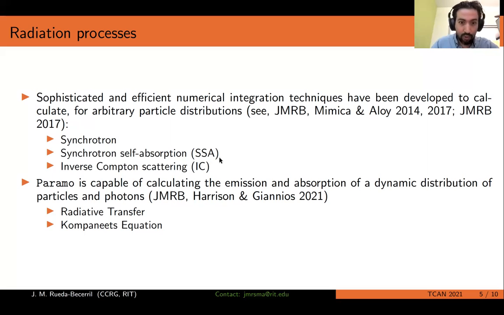But to get this dynamical spectral evolution, I implemented two ways of doing that. One through the radiative transfer equation, and the other one by using the Kompaneets equation. So this code is capable of calculating the photon fields in both ways. Why is that? Because each one has its own advantages. For instance, the Kompaneets equation has the advantage that you can conserve the number of photons.